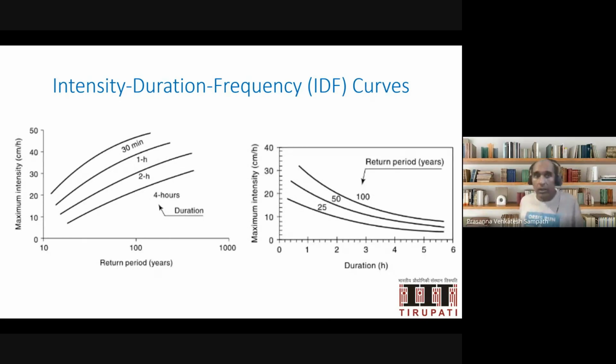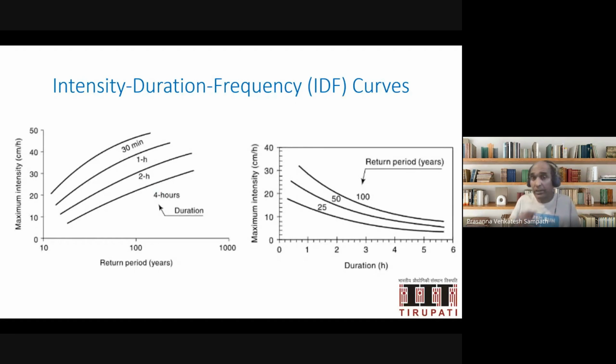So what we have here are what are called intensity, duration, frequency curves, IDF curves. Very significant and important for planning purposes, for managing water resources and so on. So the two versions of the same type of curve. Let's look at the one on the left, where I have on the x-axis the return period of a particular storm. On the y-axis, I have the maximum intensity of a storm of a given return period. And then I have different curves corresponding to different durations of rainfall events, right? So let us look at the outermost curve here.